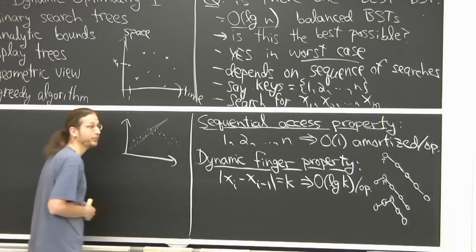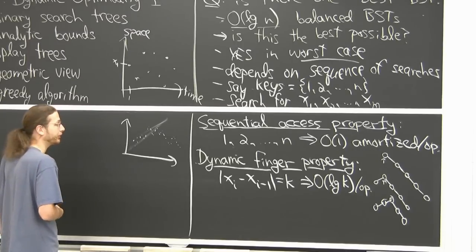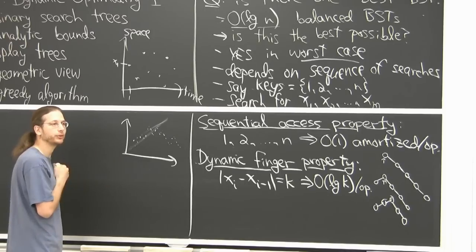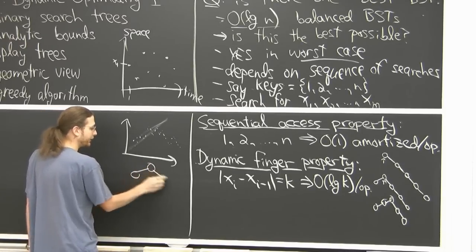Dynamic finger property can be achieved by a binary search tree, but it's quite difficult, as you might imagine. Or it's difficult, let's say, not necessarily super hard. If you don't need to do it in a binary search tree model, an easy way to do it is with what's called a level linked tree.